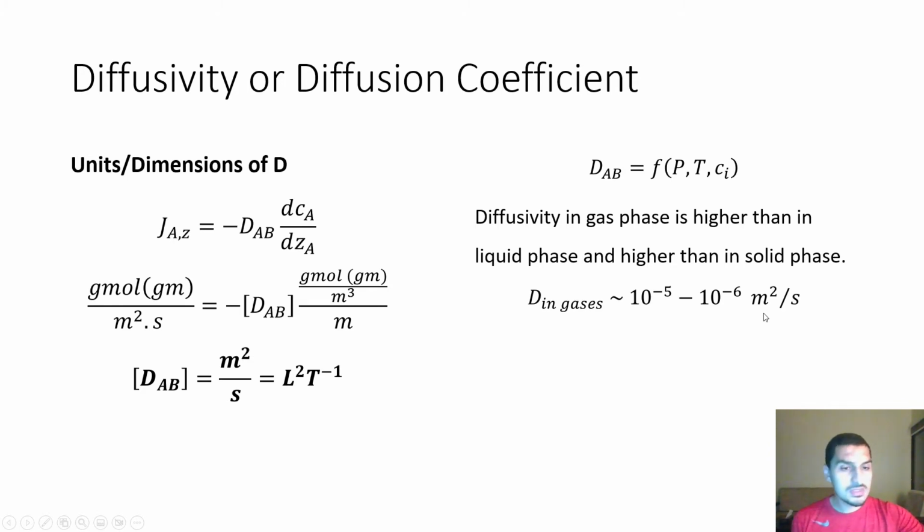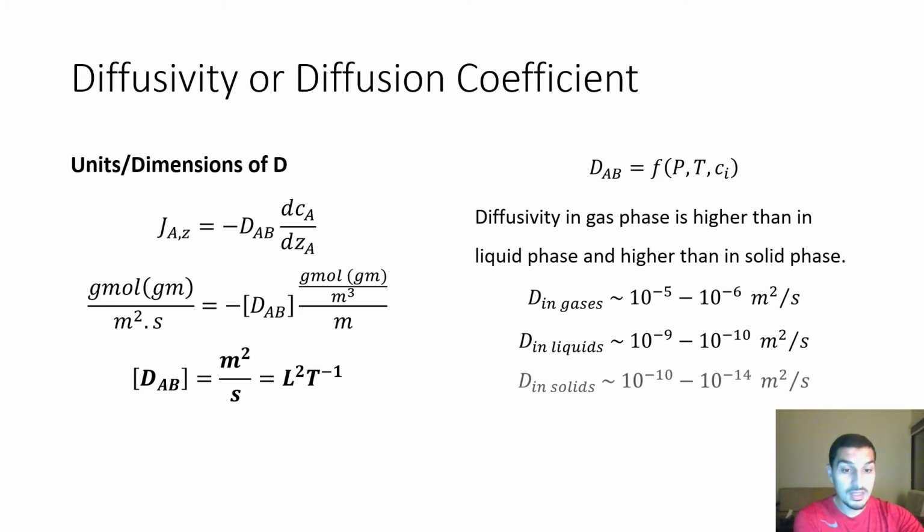If you want to use centimeter square per second, then you multiply this by 10 power 4. So it's going to be 10 power minus 1 to 10 power minus 2 centimeters square per second. If in liquid phase, it's going to be 10 power minus 9 to 10 power minus 10, and in solid phase, it's 10 power minus 10 to 10 power minus 14. So you can see it is like a huge difference between gases and solids. It's a very, very big difference, which is expected from the properties of the two media.